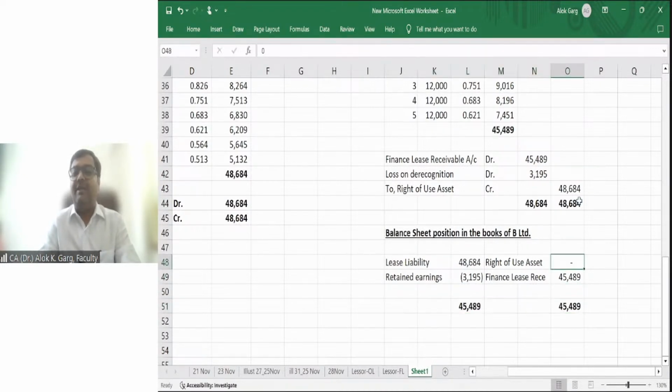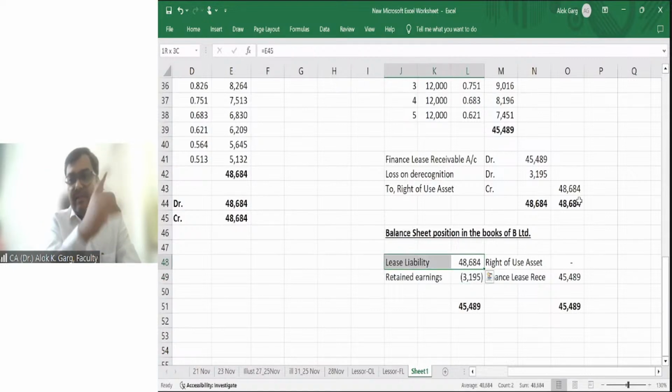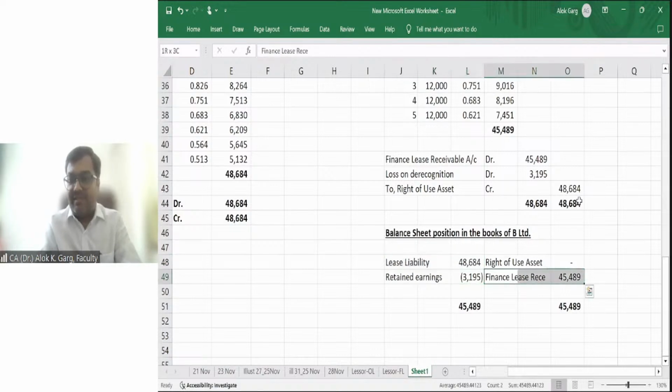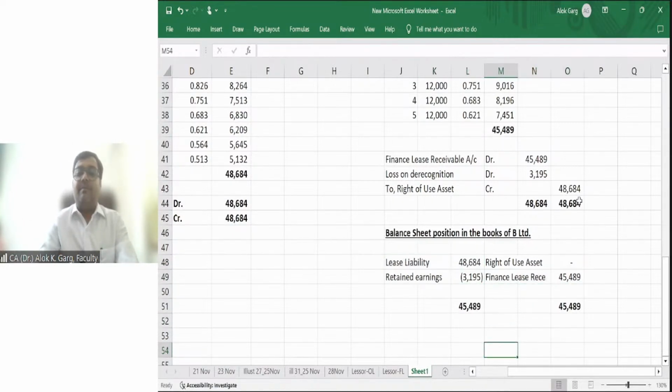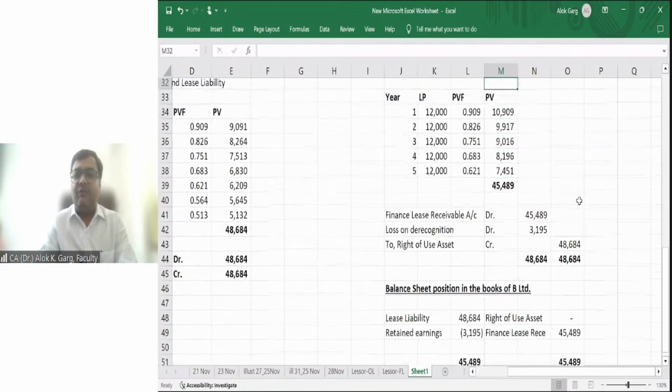In the books of B Limited, finance lease receivable will come into the picture. Finance lease receivable will survive and lease liability will survive. This is the liability payable towards A Limited. This is the asset receivable from C Limited. I hope this accounting is clear to all of you, friends.